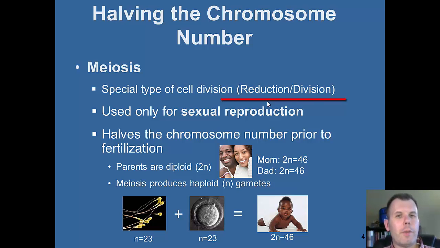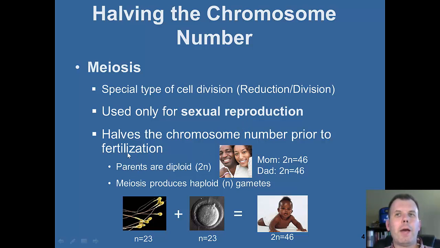But I want you to think about reduction division. You have to reduce the number of chromosomes before you can divide your cells. It's used only for sexual reproduction, so the only place you see this is in your gamete cells, whether you're a male making sperm, or a female making eggs. Everywhere else is normal mitosis. This is the only place that you see meiosis.